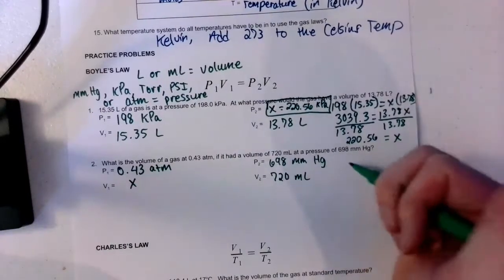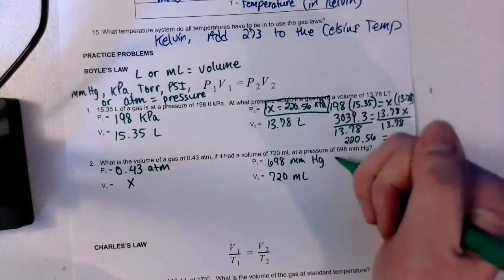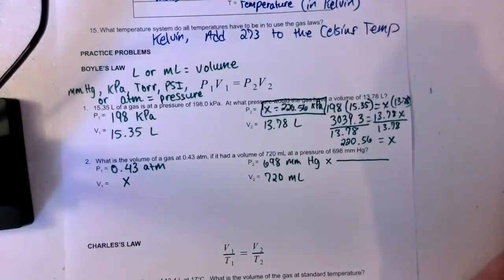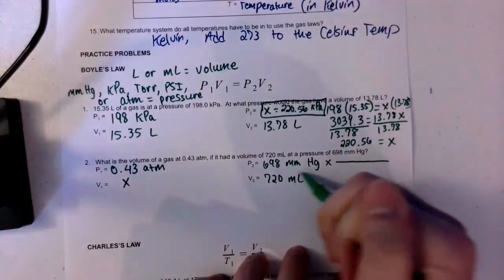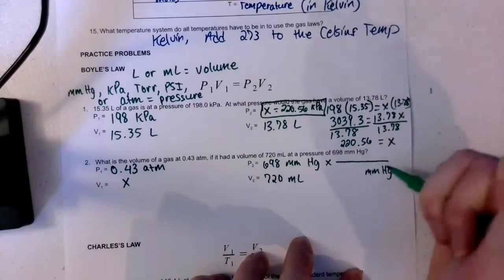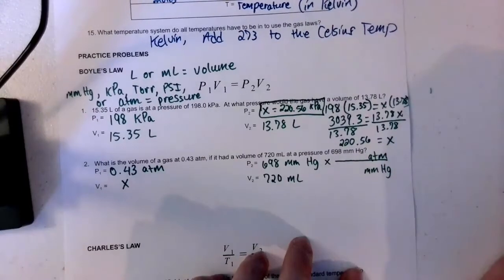I'm just going to convert the mmHg into atmospheres because I like atmospheres better, but you can do it the other way around. Alright, so to do that, I'm going to draw the X and then draw the line like this. The unit that I just wrote here has to go on the bottom, so it's going to be mmHg here. And then the unit I want to convert it into is going to go on the top as ATM.